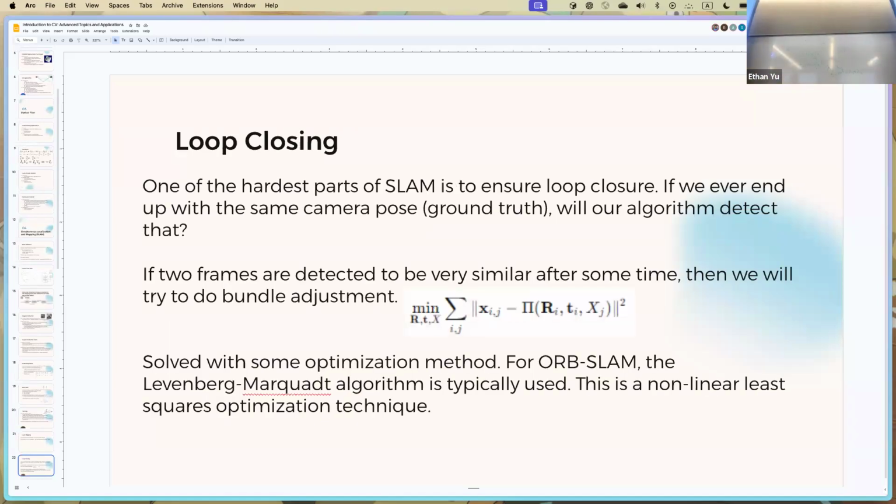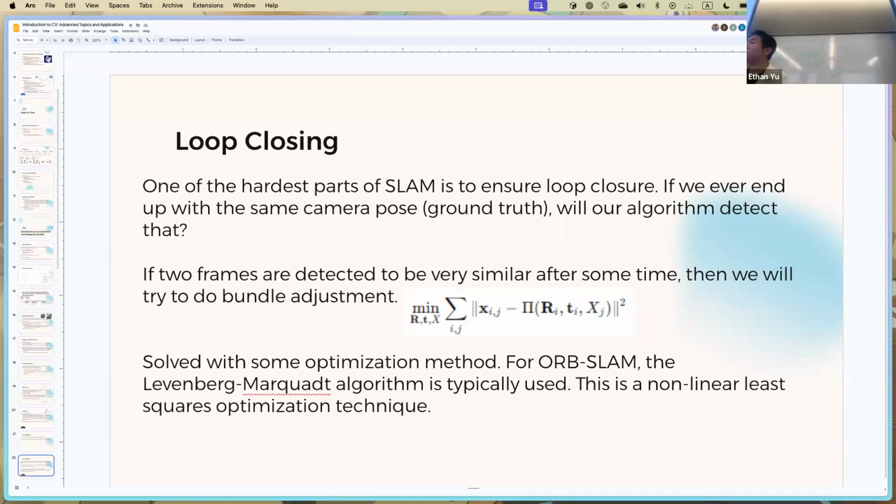And then lastly, there's this loop closing problem. So basically, if I notice that I'm in a location where I have been before, then I need to make sure that the R's and T's from my localization actually close the loop. So I need to end up back where I am if I end up seeing the same picture that I did before. And the way that we do this is we do bundle adjustment.